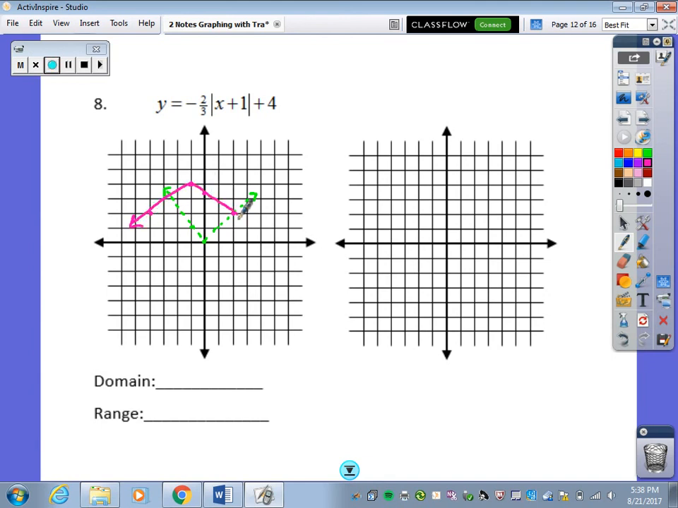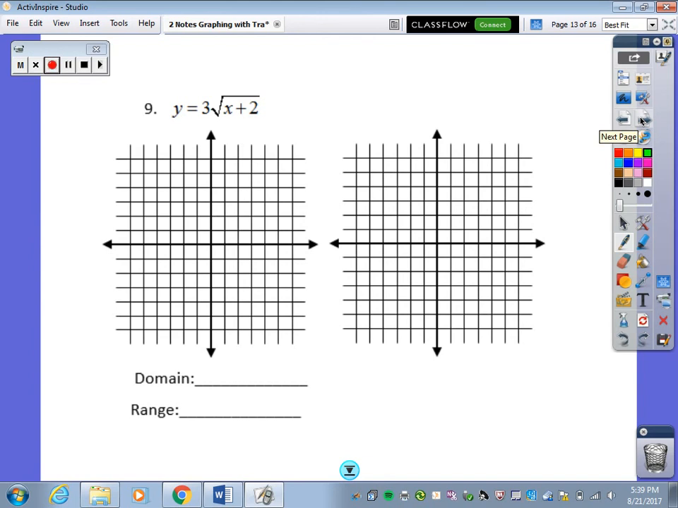The reason why I skipped ahead is because I wanted to choose a number that would be easier to work with. Our range is going to be y is less than or equal to 4. And our domain, just as before, is all real numbers. So in this case, our range changed a little bit. Now let's look at the next problem.